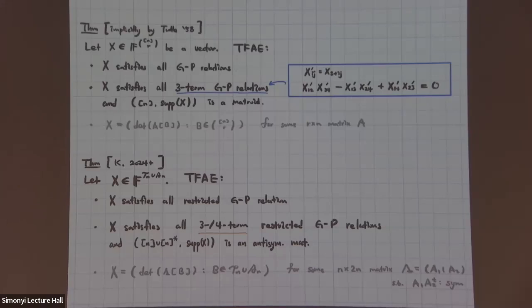So our vector satisfies the restricted Grassmann-Plücker relations if and only if it satisfies all 3- and 4-term restricted Grassmann-Plücker relations, together with the support being the set of bases of the antisymmetric matroid. One thing to point out is that 3-term is not enough; we need 4 terms. A second remark is that you can observe similar phenomena for orthogonal matroids and the weak relations, and maybe you can check the paper by Matt and Tom.